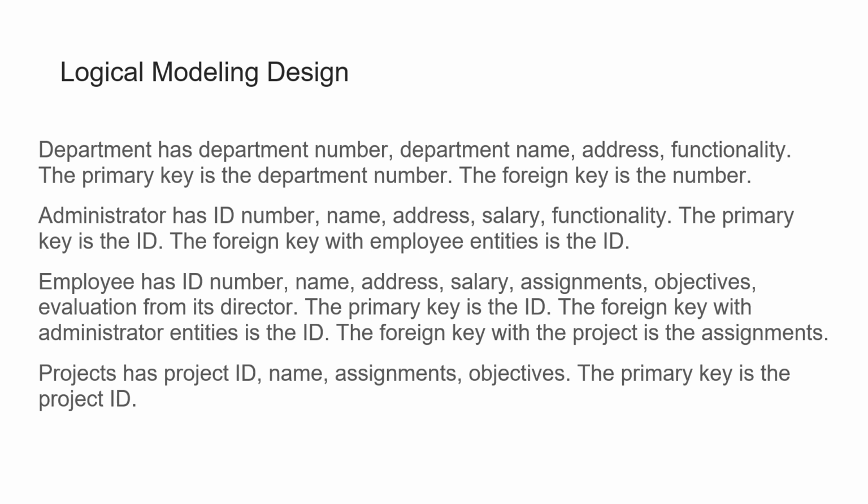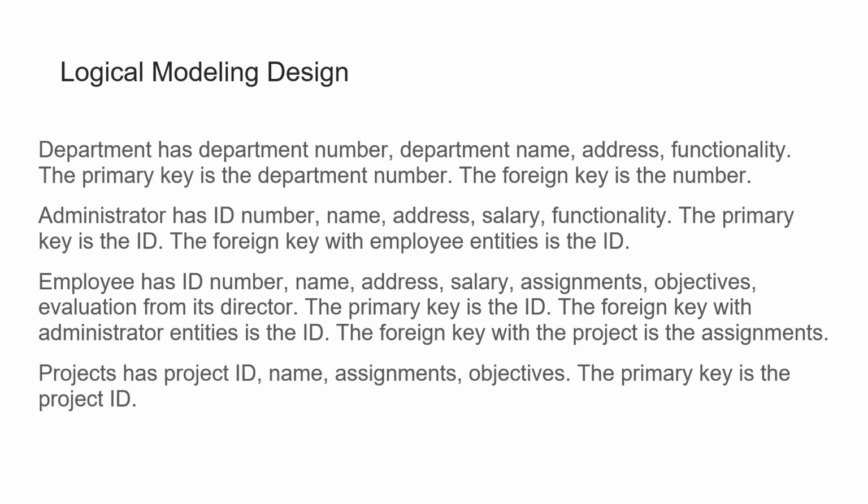The department has a department number, a department name, address, and functionality. The primary key is the department number, and the foreign key is a number. And the second one, the administrator has an ID number, name, address, salary, and functionality. The primary key is ID, and the foreign key with the employee entity is ID.